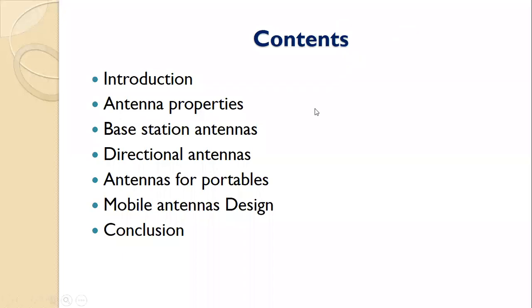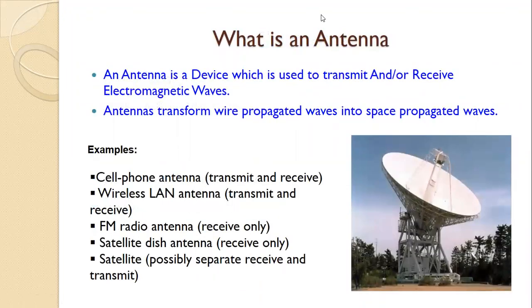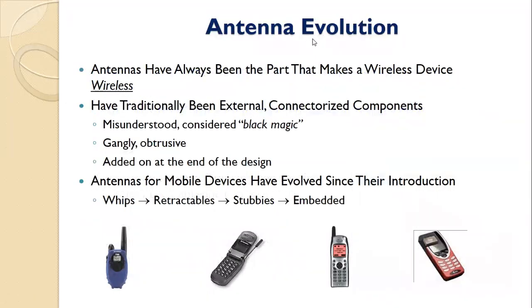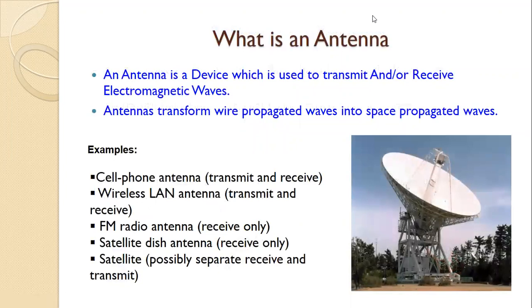Coming to what is an antenna. Here we are seeing a big diagram which has the shape of a dish. So this dish is an antenna, a parabolic reflector antenna. So what is an antenna? An antenna is a device which is used to transmit or receive electromagnetic waves. This is the definition according to IEEE.